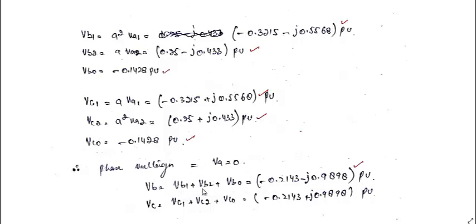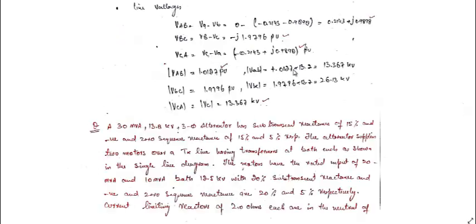VB is equal to VB1 plus VB2 plus VB0. When you add these three sequence voltages, you will get this VB. This is the value. Similarly, VC will be VC1 plus VC2 plus VC0. Add these voltages, we get this. This is the VC value.